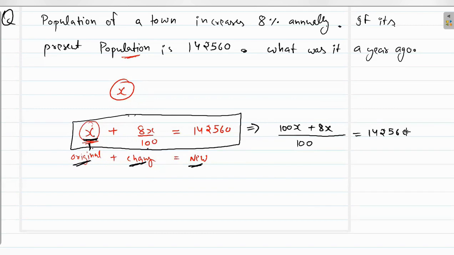Yes or no? So we get our numerator to be 108x over 100, equal to 142560. Now you will keep the x on one side and send the coefficients to the other side. If you are planning to send them before taking the LCM, then you are wrong. Firstly, we have to make it a single fraction. Then only, as a single term, can you send them to the other side.